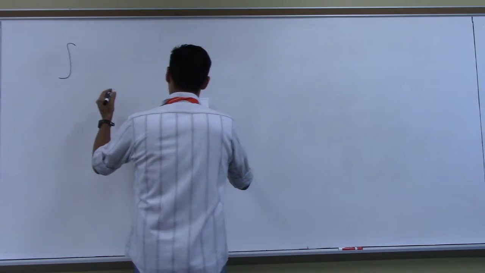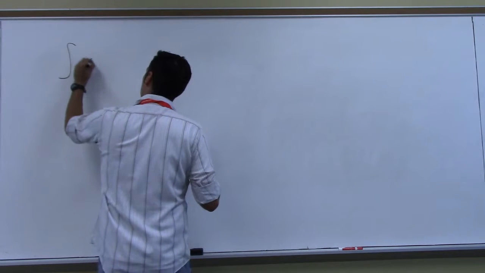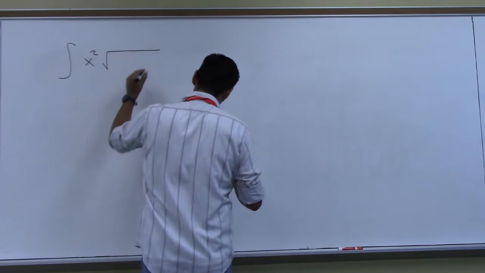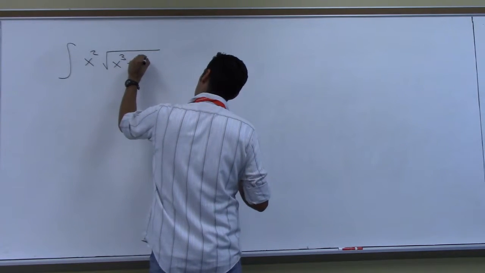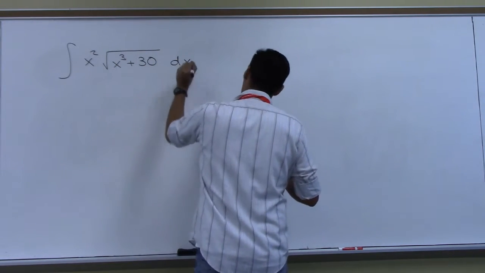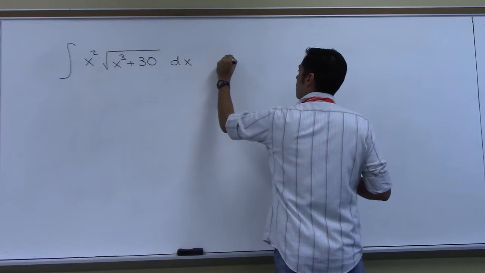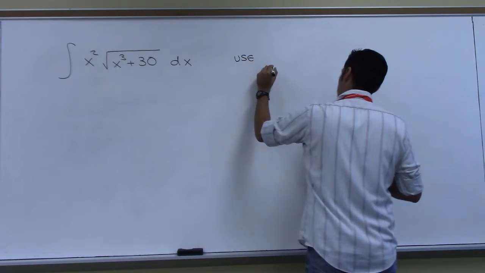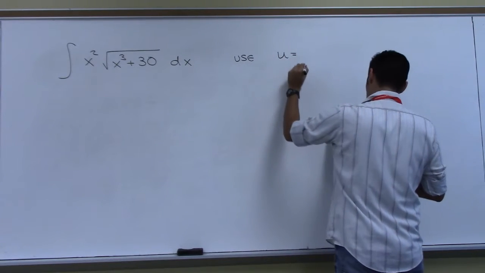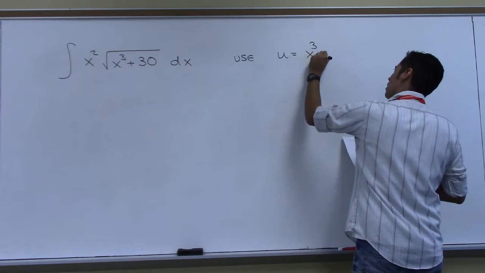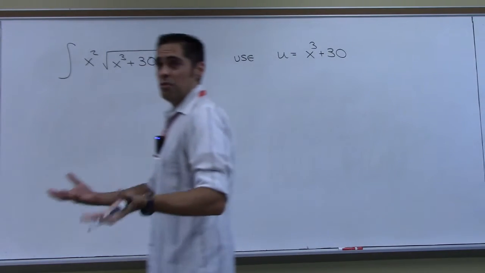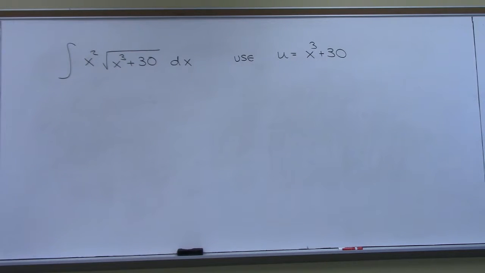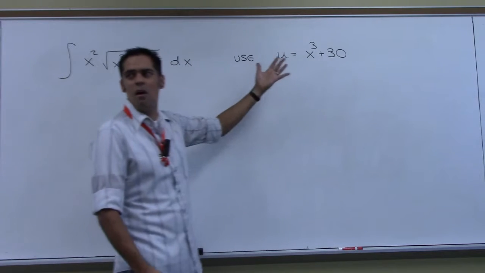All right. Find the antiderivative of x squared square root of x cubed plus 30 dx. Use the substitution u is equal to x cubed plus 30. So in this problem, I'm actually going to lead you to the answer. I'm going to tell you what the substitution should be. I'm telling you what your u should be here, but let's see why that is the choice of u.